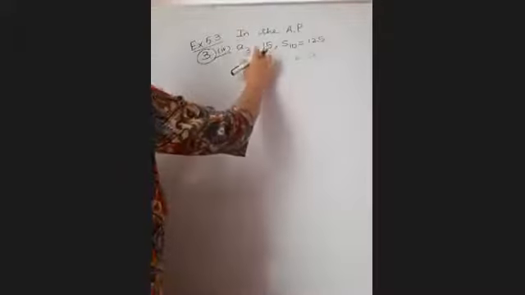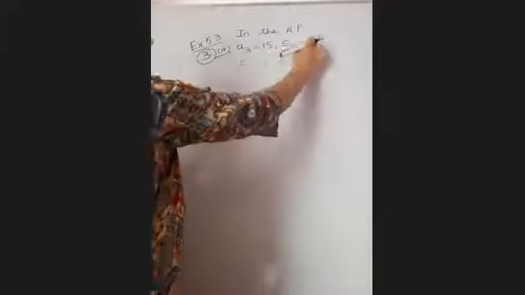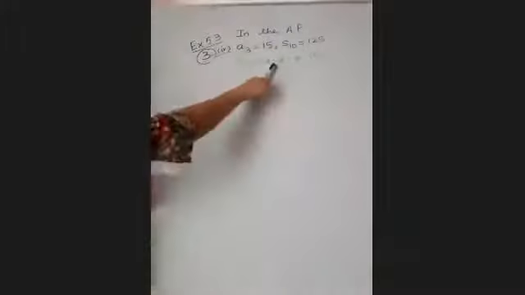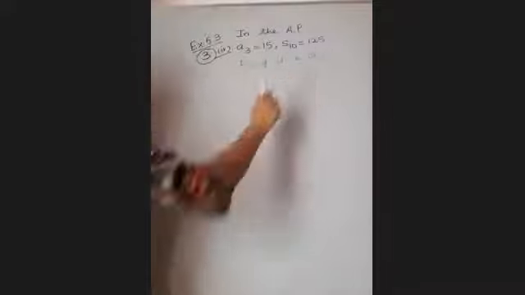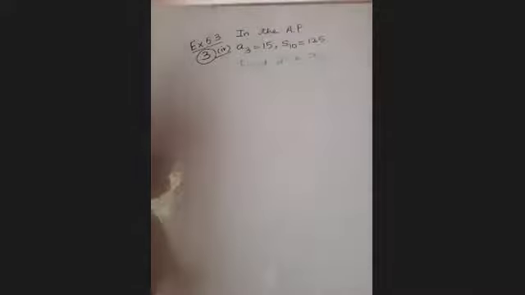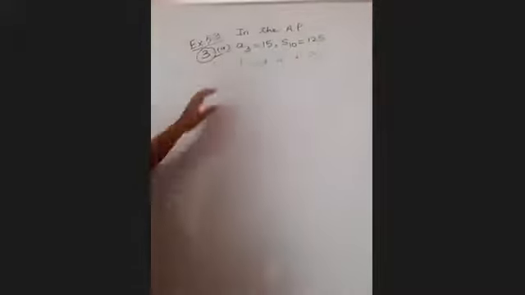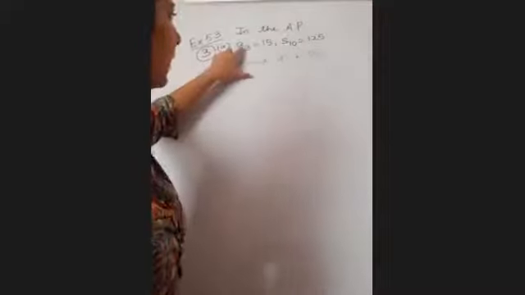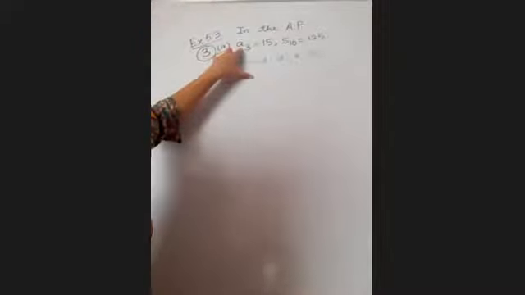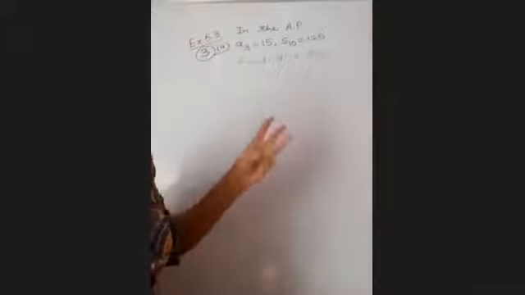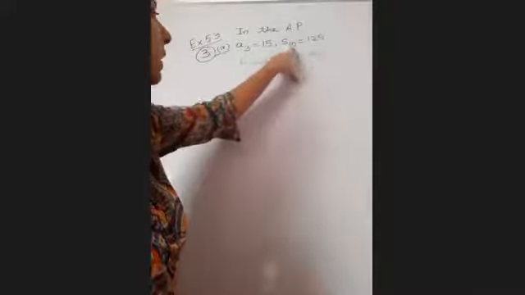Third term is 15, 10th term is 125. We have to find the common difference and the 10th term. Now children, if we look for A3, the nth term, n is going to be 3. But if we look at S10, n has to be 10.